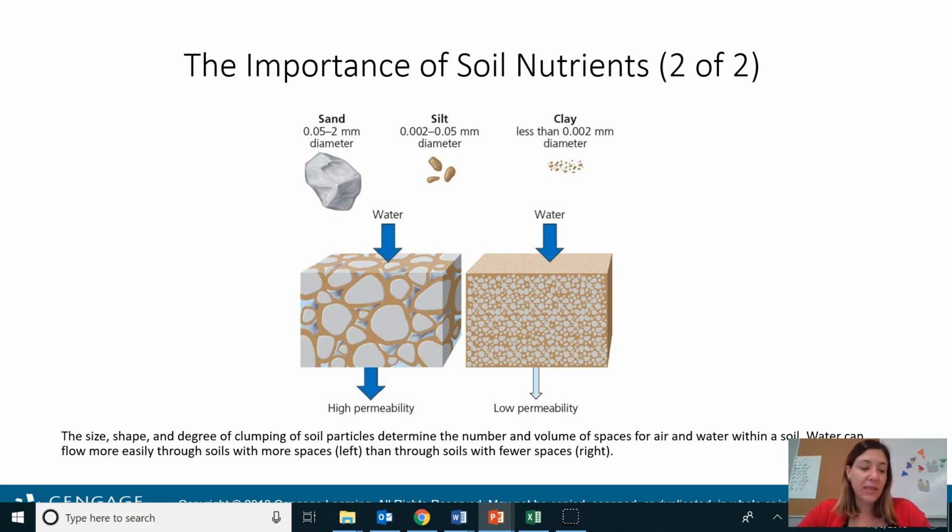Loam topsoil is considered to be one of the best for plant growth. It has a sort of spongy, crumbly texture. And the reason that it is considered good for plant growth is that it is an intermediate soil in terms of permeability. So water doesn't flow really quickly through it, and it also doesn't flow too slowly. Water is able to flow through at sort of a nice slow trickle.